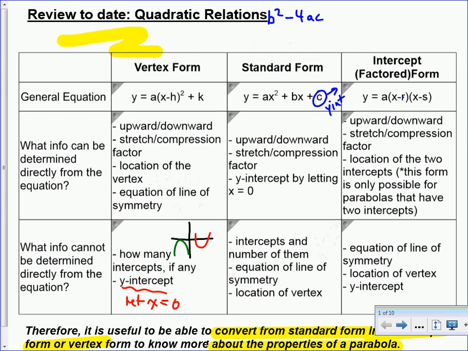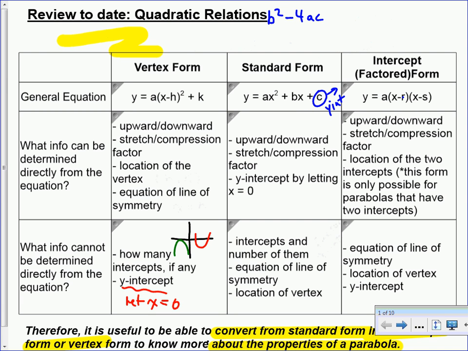Now, the next thing that we're going to do is take a look at the factored form. The factored form is given by this: y equals a, x minus r, x minus s. And the same concepts about upward and downward and stretch and compression still apply. Now, the other thing that it gives us is the location of the x-intercepts. Basically, use the opposite of each bracket and we get our values.